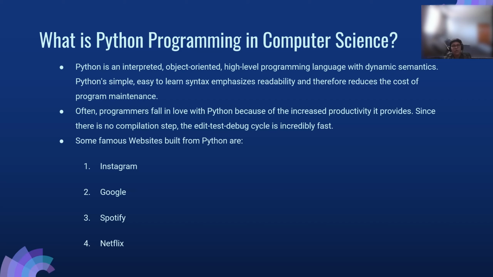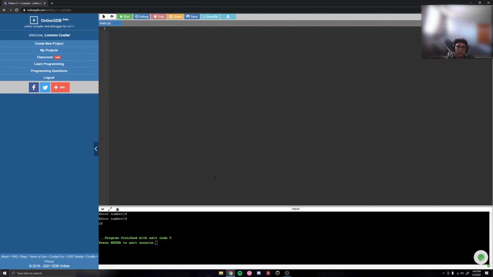I'll now show you how to make a simple Python program. You all can see we are now on the compiler, and I'll be teaching you how to write a simple Python program. So we're just going to be making a simple calculator. You're going to input two numbers, and then the program will add them together and output the sum of the two numbers. So let's get into it.